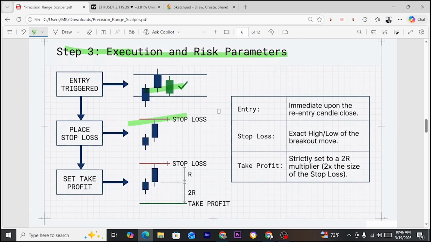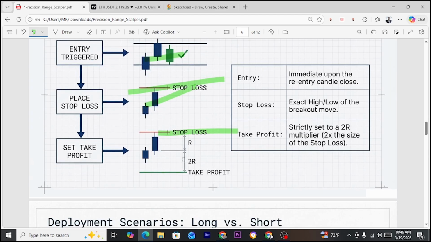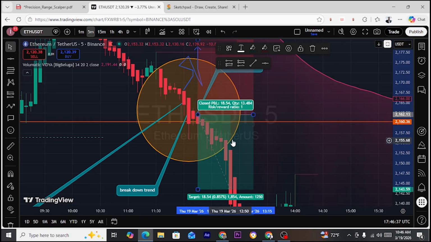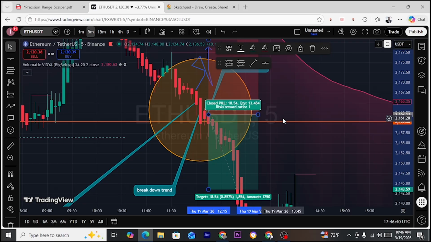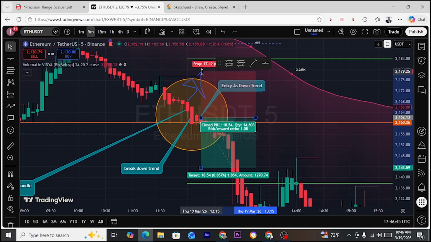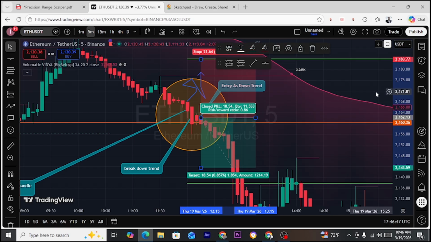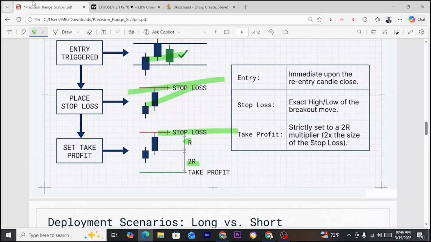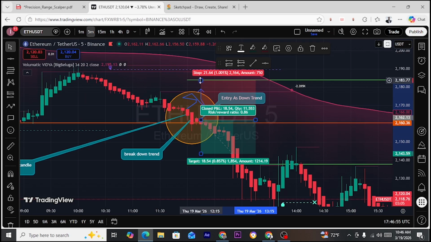So step 3, execution and risk parameters. We set the entry and stop loss. Here are R and 2R and take profit. What is entry, R and 2R? Here you can see if you are in a seller position or long position, this is a short position. If you buy from here, here is the setup. For your selling, your stop loss will be here, and here you can see R and 2R.